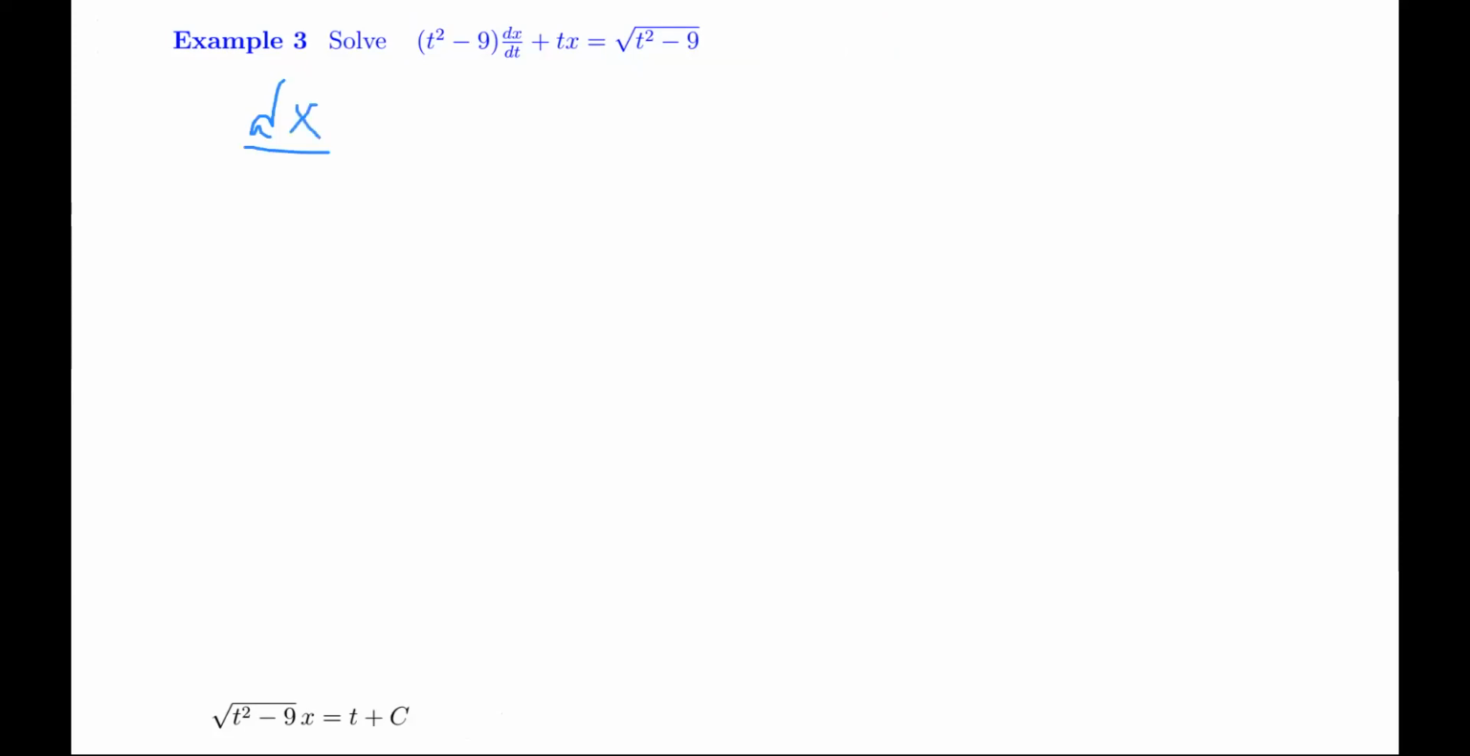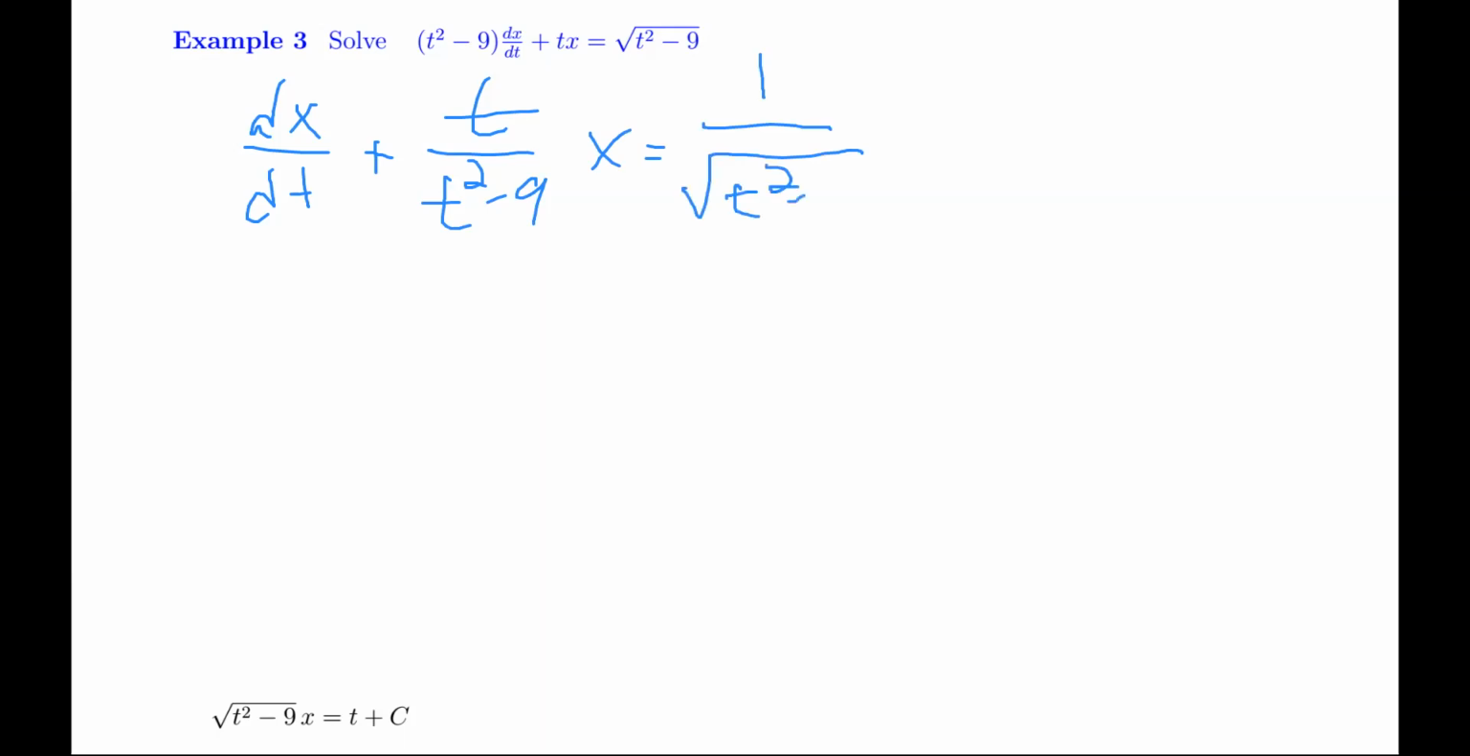So we get the derivative of x with respect to t plus t over t squared minus 9 times x is equal to the square root of t squared minus 9 over t squared minus 9. This means we get 1 over the square root of t squared minus 9 once we divide everything there. And so our integrating factor is always e raised to the integral of p of t. Here, p of t is t over t squared minus 9.